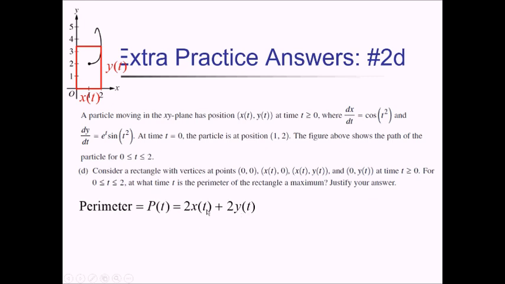And now to find the way to maximize this, I need to find the derivative of this, P prime of t, which is just going to be 2x prime plus 2y prime. Now I need to figure out critical values for this, so let me just set this equal to 0 and solve that on the calculator.